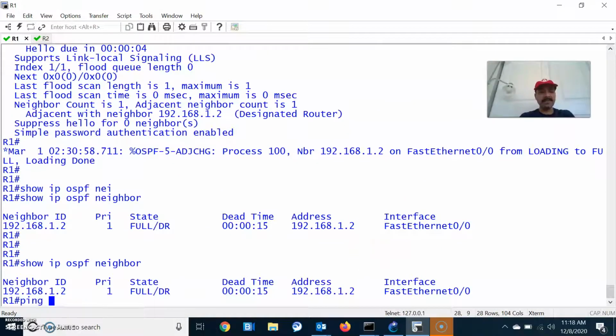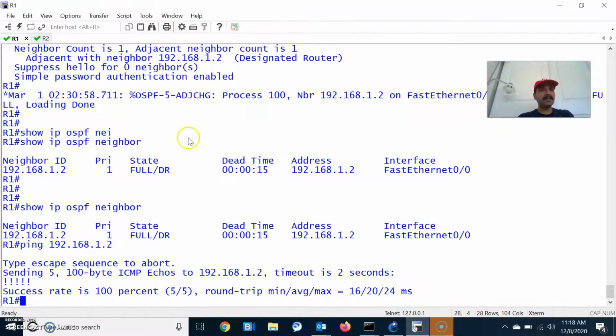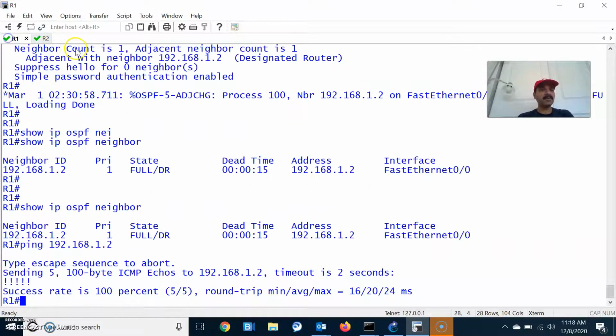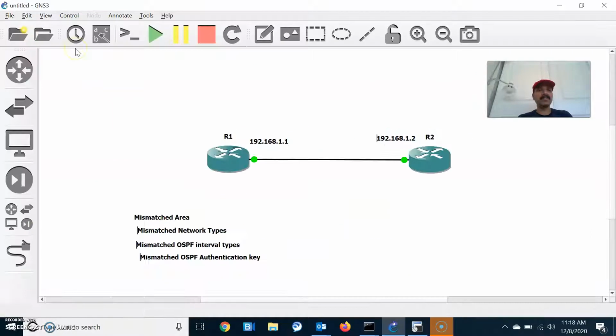So let us ping the neighbor 192.168.1.2. Similarly, go to R2 and check it. Ping 192.168.1.1. So we are able to see the neighbor relationship, and the first and foremost thing is you always have to understand the debugging commands, right? So it is better to remember all the OSPF troubleshooting commands, so it is easy to fix the issues, right?